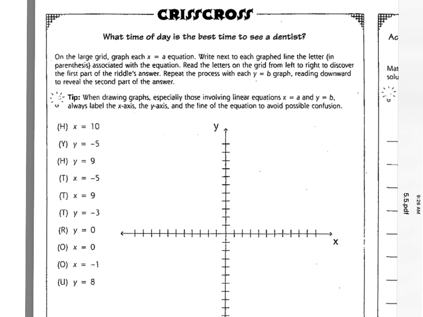Okay, turn it over. Let's talk about each worksheet. You've got 2 worksheets on the back side. What you need to do is go through and draw H. So go to x equals 10. Count 10 spaces over and make your dot.